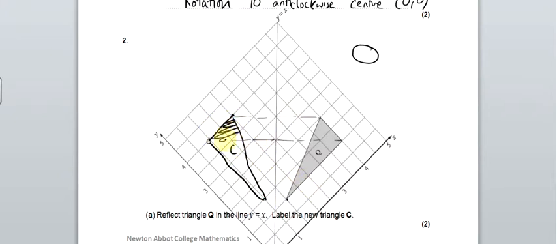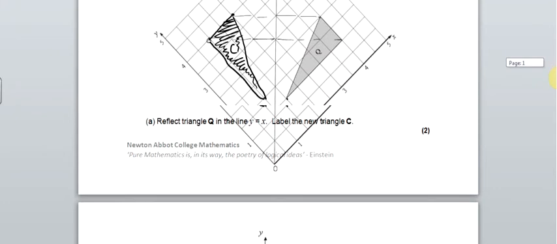Hopefully you can see that, how, imagine it was folded down the middle, the two triangles would land on top of each other, and that's reflection. Okay, you can do it with tracing paper, that's just one way of doing it, and there's 2 marks for that.